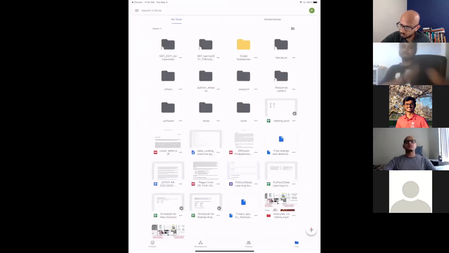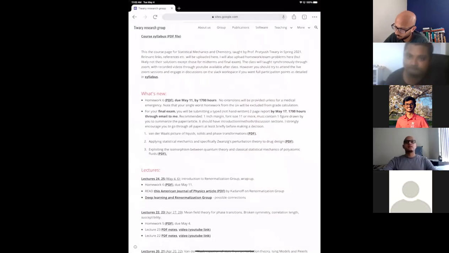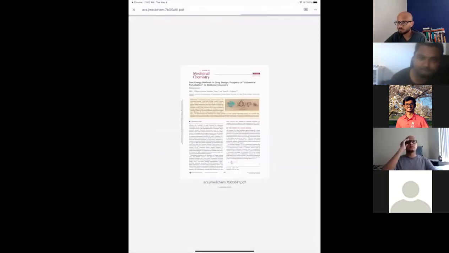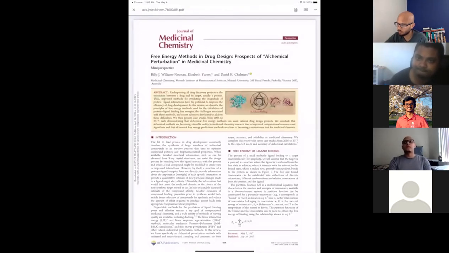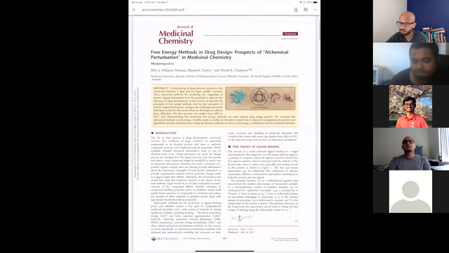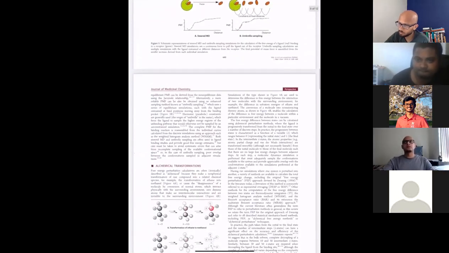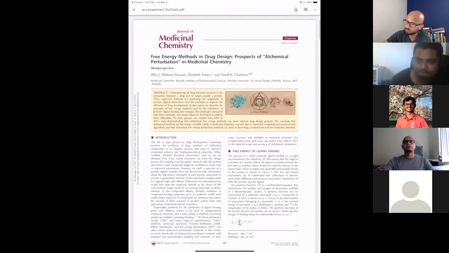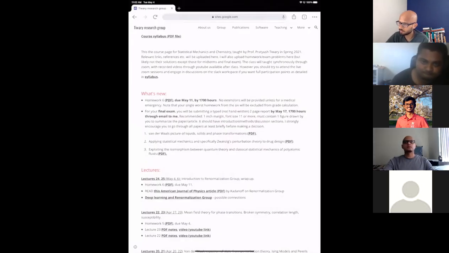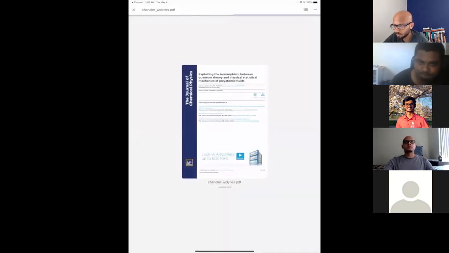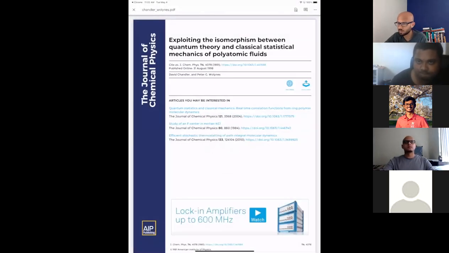The second paper is regarding free energy perturbation. It's from the Journal of Medicinal Chemistry, where people talk about how Zwanzig's relation is actually used to design better drugs and things like that. And so this is a very practical paper. The third one is very interesting too. It might be more complicated, perhaps in some sense, but it's a very important paper.